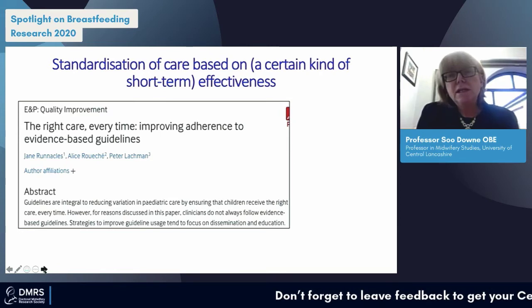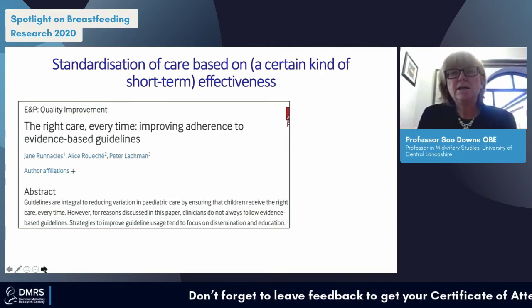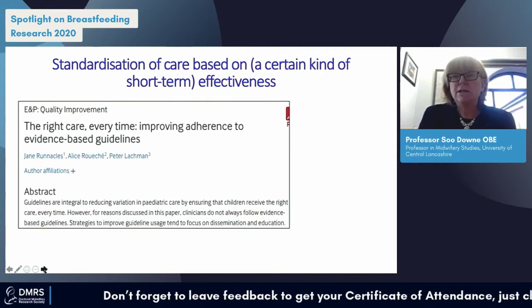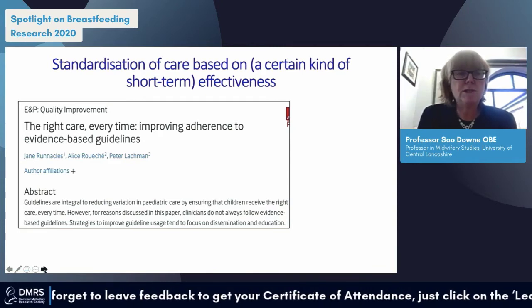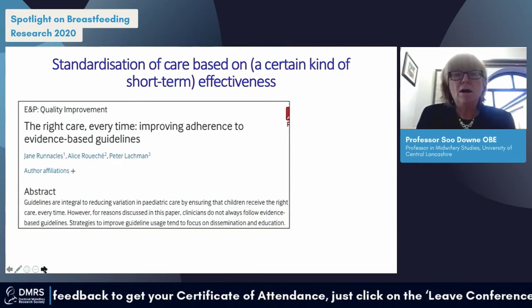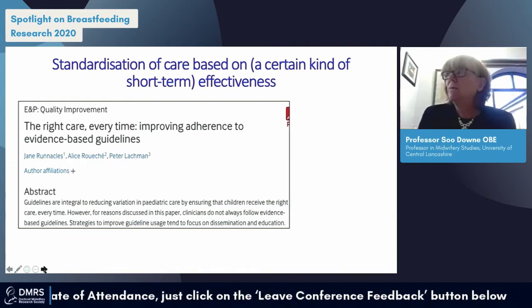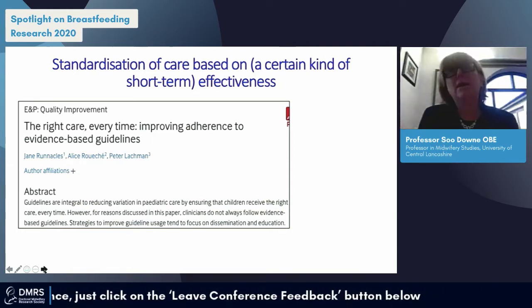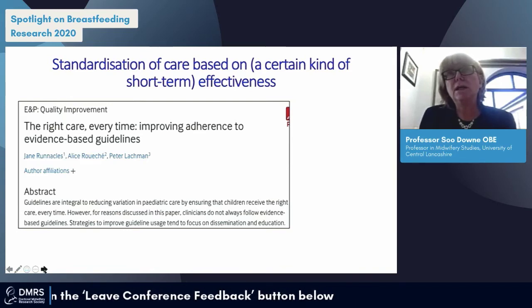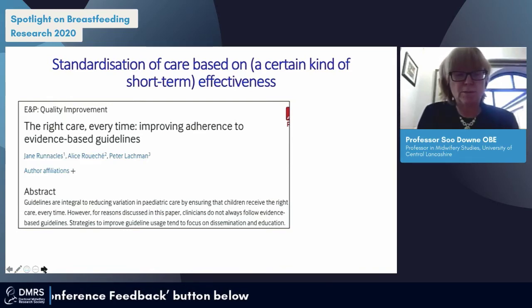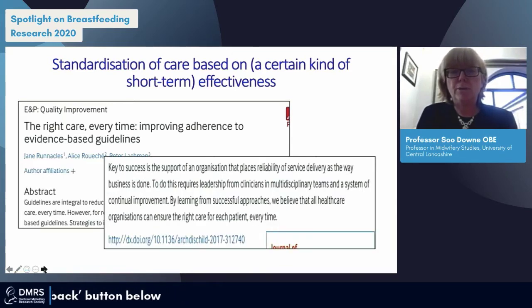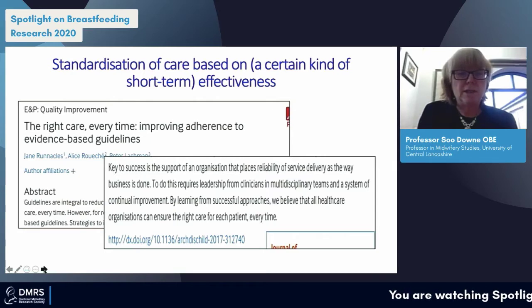So the critique, I suppose, is this critique of a standardization of care based on this kind of short-term effectiveness. This is a particular paper I pulled up, which basically argues that guidelines are about doing the right thing every single time. But of course, the right thing is a bit fluid sometimes, and particularly if guidelines become rules, which they're not supposed to be, we end up with a whole range of problems. And part of this paper is about saying you need reliability. Well, yes, but you also need flexibility.